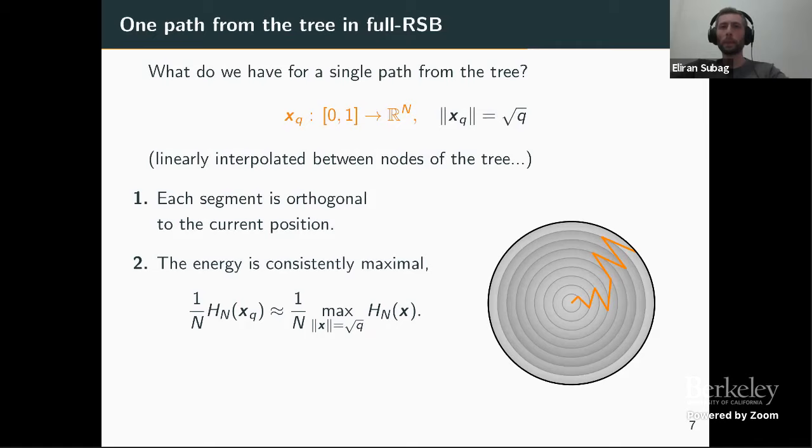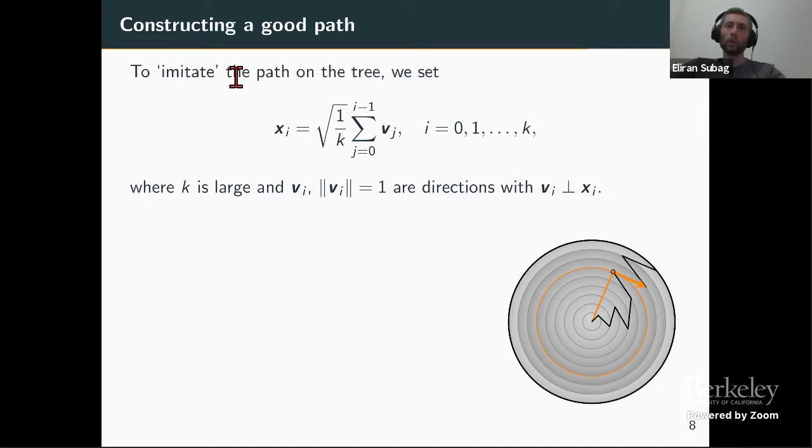Now, what I want to do is forget about the ultrametric tree and think of how I can construct such a path by myself. Okay, so assume that somebody tells you in the full RSP we have many paths like this. Now, what you need to think of is how you would construct such a path by yourself with these two properties. And the first property we can just impose. So just create this path by concatenating many directions which we force to be orthogonal at each point to the current position. So I'm thinking of choosing them iteratively. And at each step, I'm going to take them to be orthogonal to the current position.